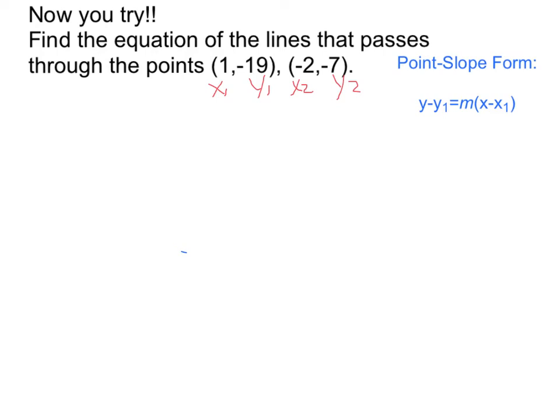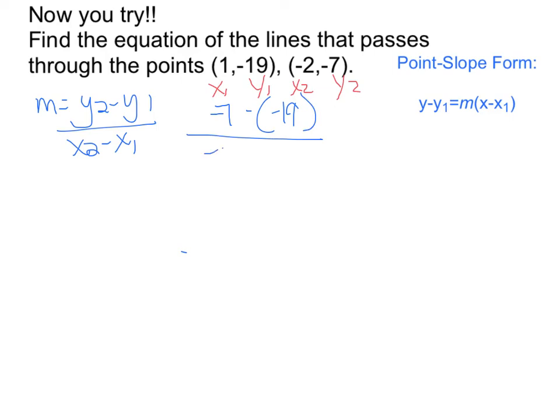So m equals y2 minus y1 over x2 minus x1. So you've got negative 7 minus negative 19 over negative 2 minus 1. All right, now these two negatives make a positive. Negative 7 plus 19 is going to be 12, over negative 2 minus 1, which is negative 3. So when you simplify that, 12 divided by negative 3 is negative 4. So your m equals negative 4.